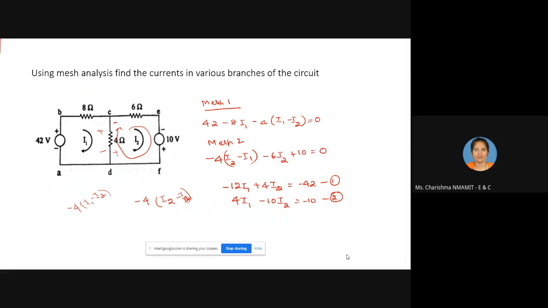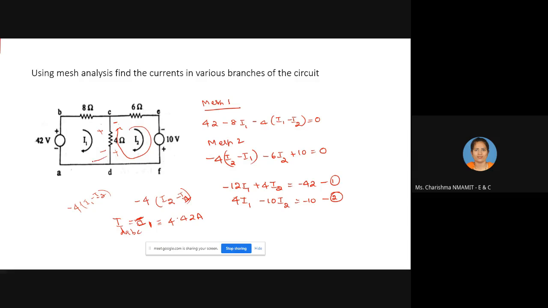So what they have asked is that you need to find out the branch currents. So what is a branch here? One branch is D, A, B, C. The current through this branch D, A, B, C is nothing but I1, right? I1, how much did you get? I1 is nothing but 4.42 amps.